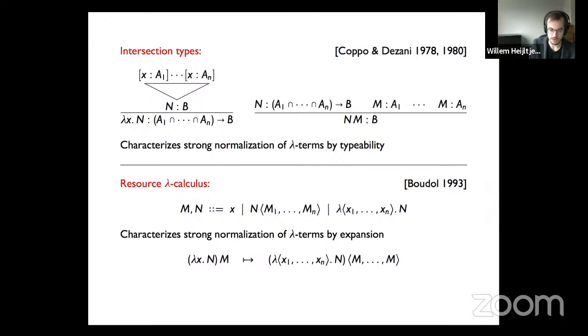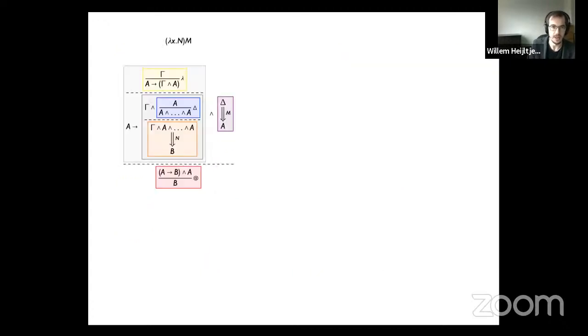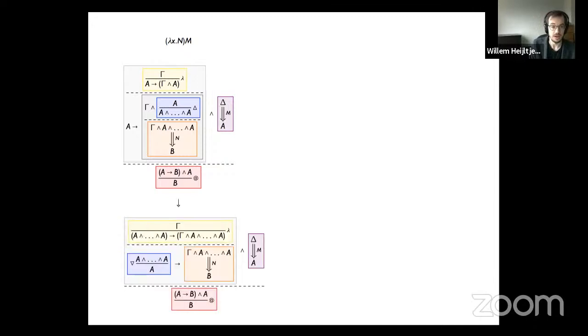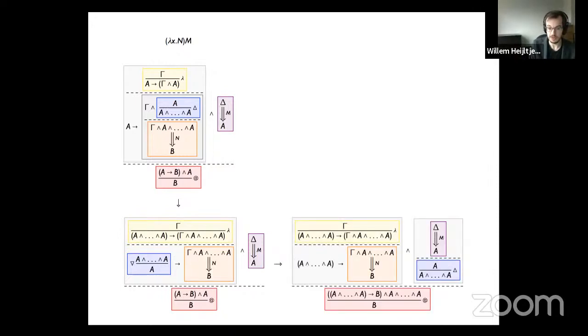Now, what does the transformation in open deduction that we're looking at have to do with all this? Well, let's look at it. So here is a redex and a type derivation for it. And we're going to look at the blue contraction rule. And it's going to do the permutation through the proof that I promised. First, it's going to go across through the abstraction. And then it's going to go down across through the application rule.